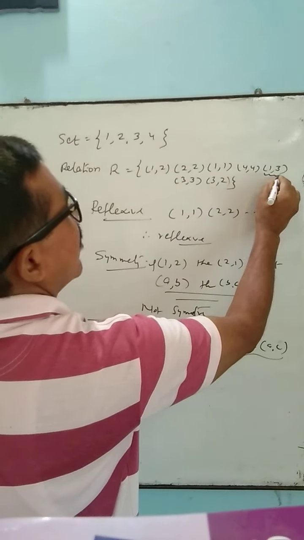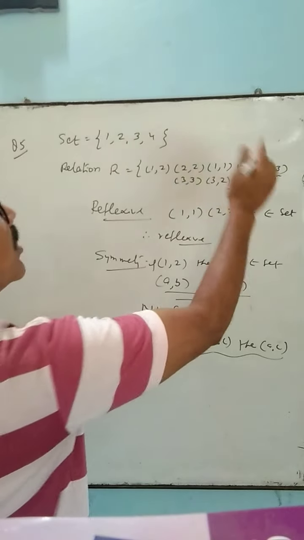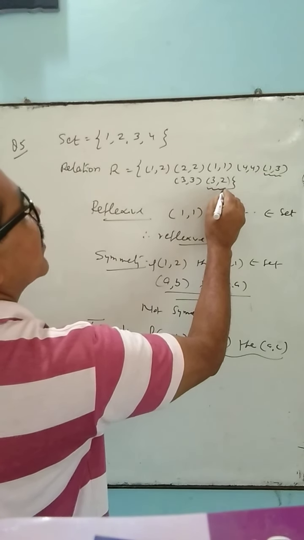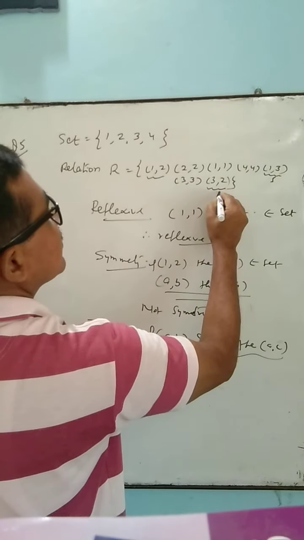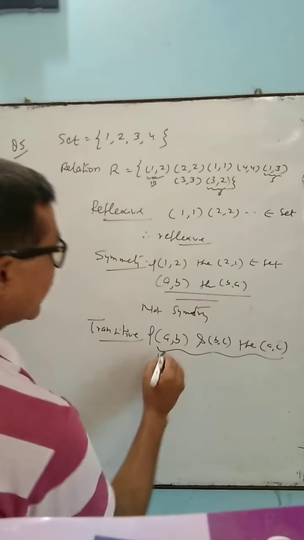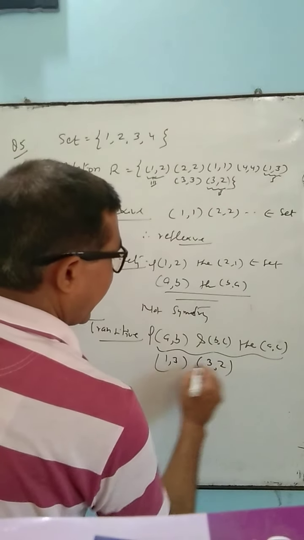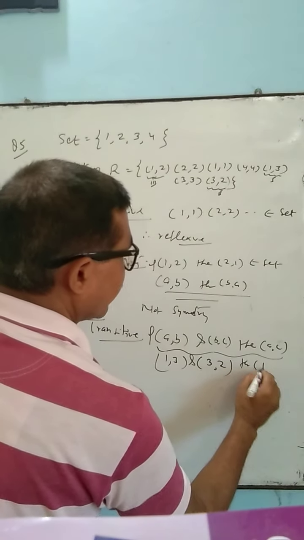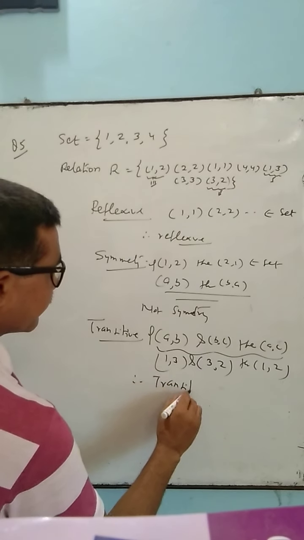Look here, 1, 3. 1, 3. So what should come from here? From 3 onwards. 1, 3, then 3, 2, so 1, 2. Look here. This is the first part, this is the second part, and this is the third part. Clear? You can check here: 1, 3, then 3, 2, and 3, 2, then 1, 2. Since every term is coming in this particular relation, therefore it is transitive.